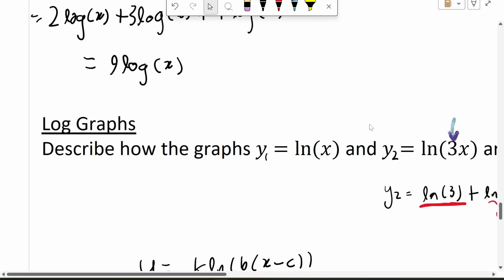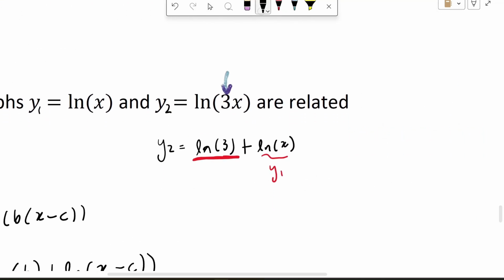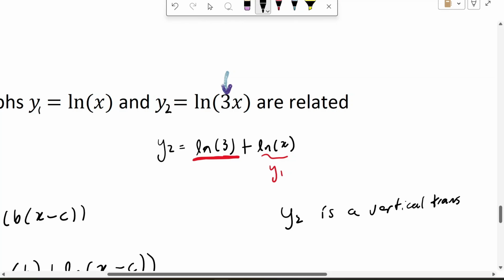All right, coming back to our original question, how are these two graphs related? So what you can say is that y2 is a vertical translation of y1 up by log of 3 units.